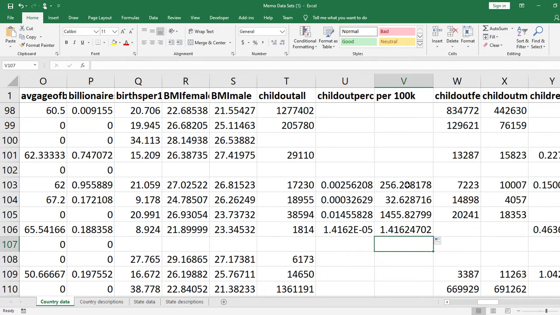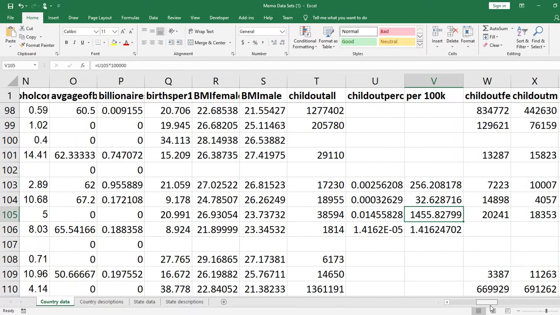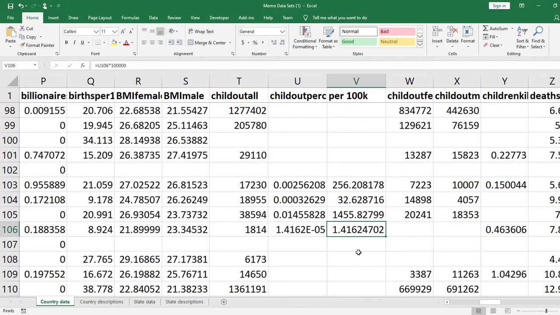So for every 100,000 people in a country, 200 in Israel, 256 kids are out of school. 32 kids are out of school in Italy. Over 1,400 kids are out of school in Jamaica. And 1 kid is out of school in Japan. So note here with Jamaica versus Italy, it looked like it was maybe twice as bad. It's more than 10 times as bad.